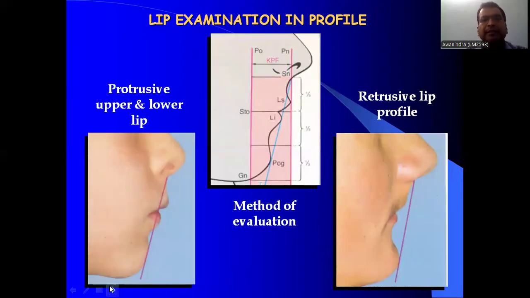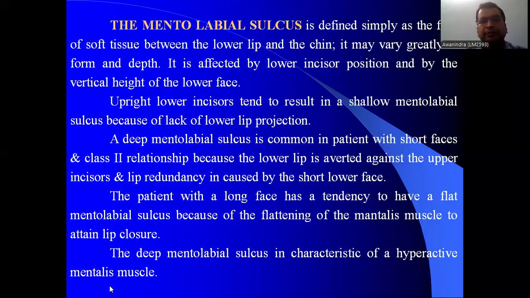Similarly, there is a lip examination, that is a protrusive upper or lower lip; this is how the soft tissue analysis we will do. The mentolabial sulcus is defined simply as the fold of soft tissue between the lower lip and the chin. It may vary in form and depth. It affects the lower incisor position and vertical height of the lower face. Upright lower incisors tend to result in a shallow mentolabial sulcus and lack of lower lip.